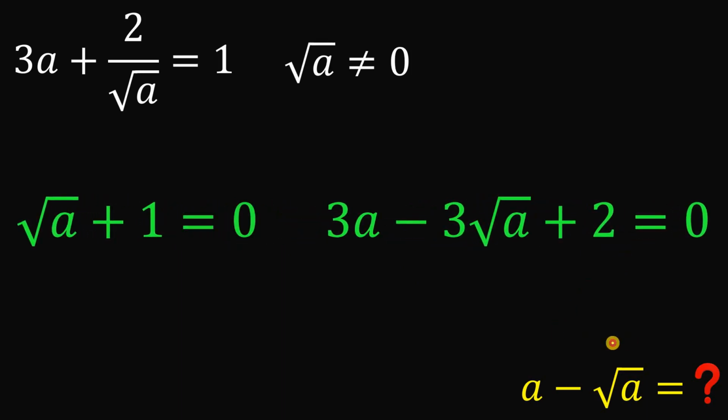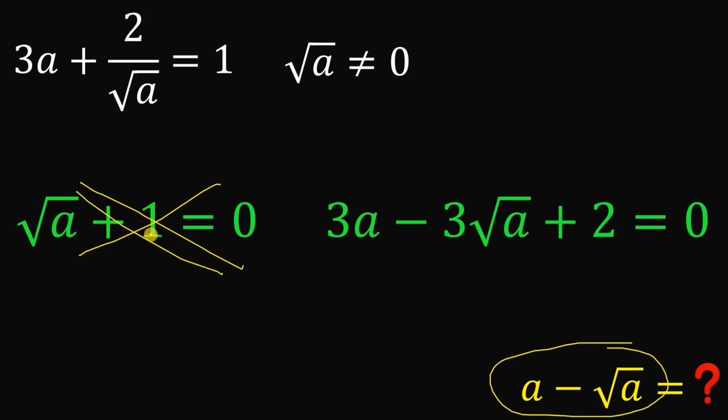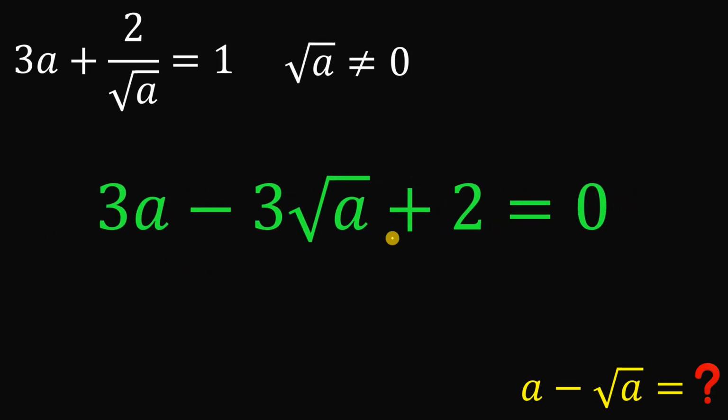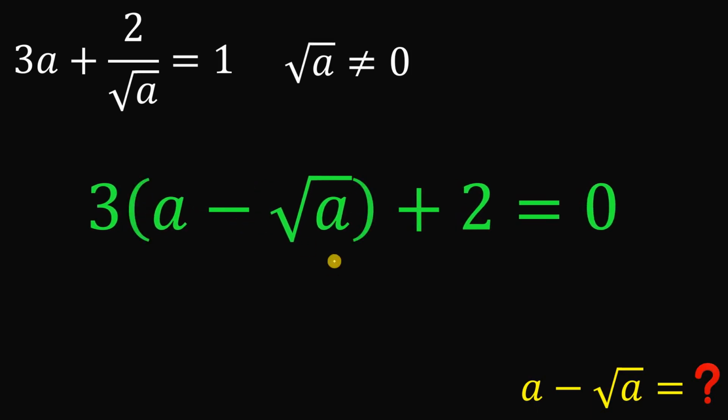And now, here's the thing. We want the value of this expression, so we don't care about the value of a. So we don't want this first factor. In this factor, we get the value of a, but we don't care about the value of a. Our goal is to find the value of this expression. So, let's have the second equation that says that 3a minus 3 times square root of a plus 2 equals 0, because if we factor out 3 in this expression, we get 3 times a minus square root of a, and this is the expression that we want to evaluate.